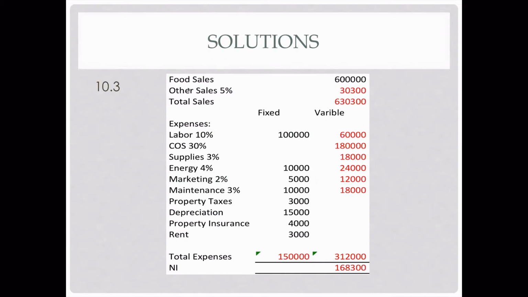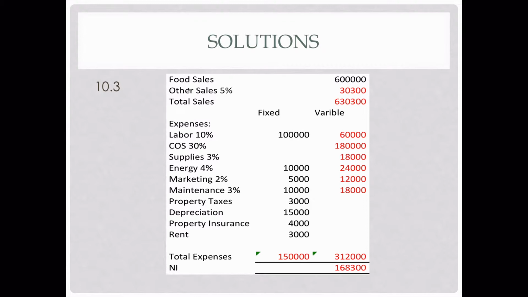So 10.3 is a restaurant problem where you've got food sales, you've got other sales, and then total sales. And then there's an asterisk that says for the percentages you're just going to use food sales. So you've got fixed and variable costs. I didn't set this up in an income statement form. I just went straight from the form that they had in the text. We're going to get the same answer.